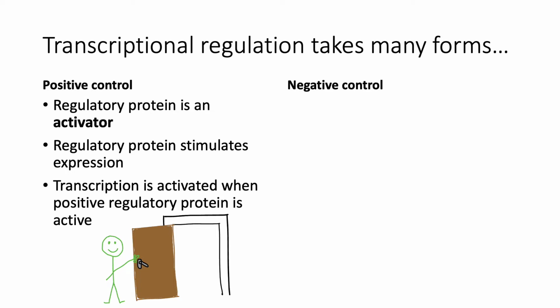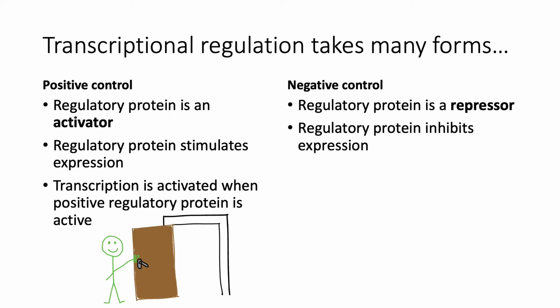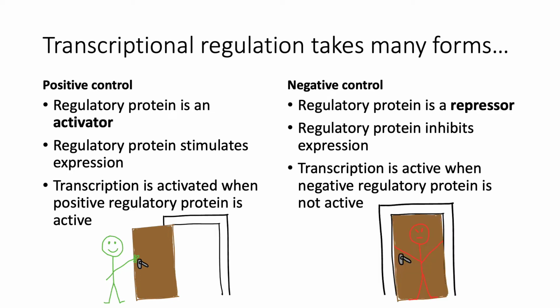The opposite of positive control is negative control. Negative control is when the regulatory protein is a repressor that inhibits transcription. The red person is a repressor that does not allow transcription to occur.